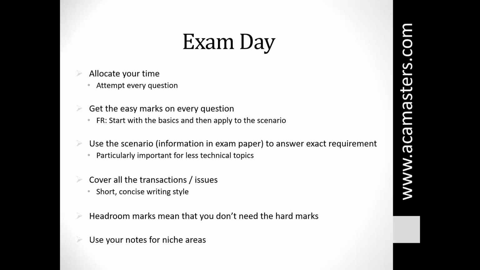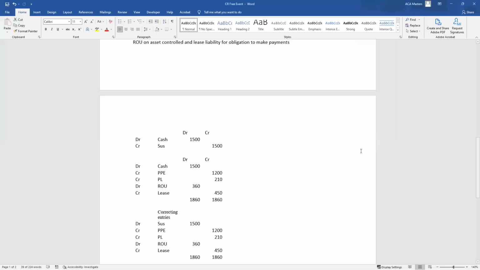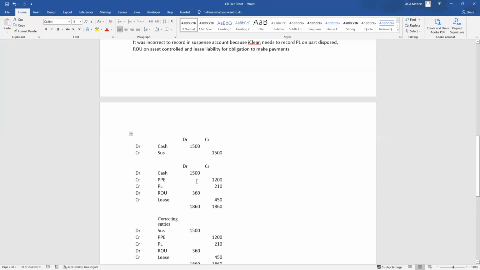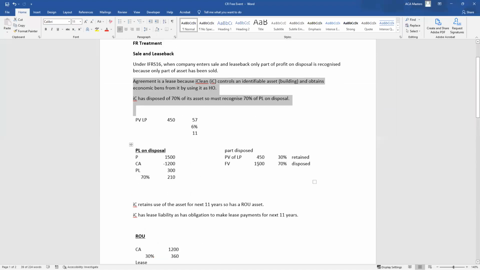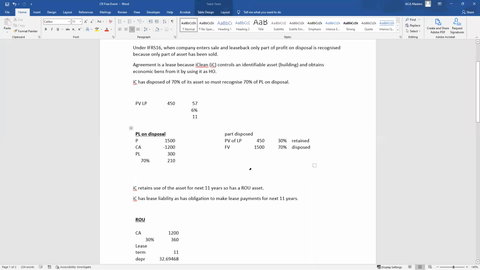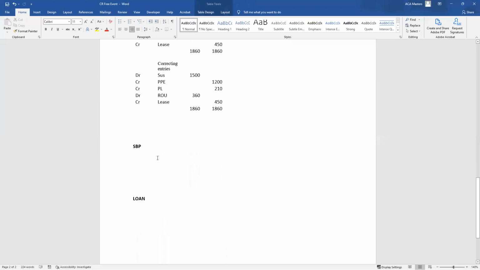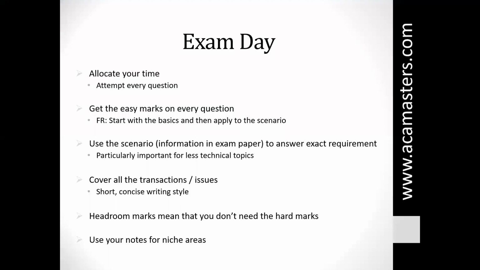So of course there were some tricky bits on this leases question. If you did run out of time, maybe you didn't perhaps finish all the journals, or maybe you found working out part of this was quite tricky, there's still plenty of other marks you could get. So make sure you get the easy and the medium marks, and make sure you attempt every issue so that you can pick up the easy marks on each. So it ties into there.